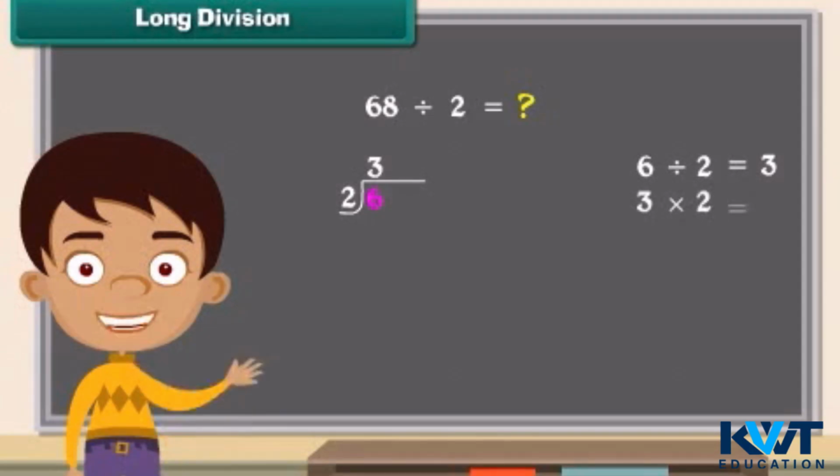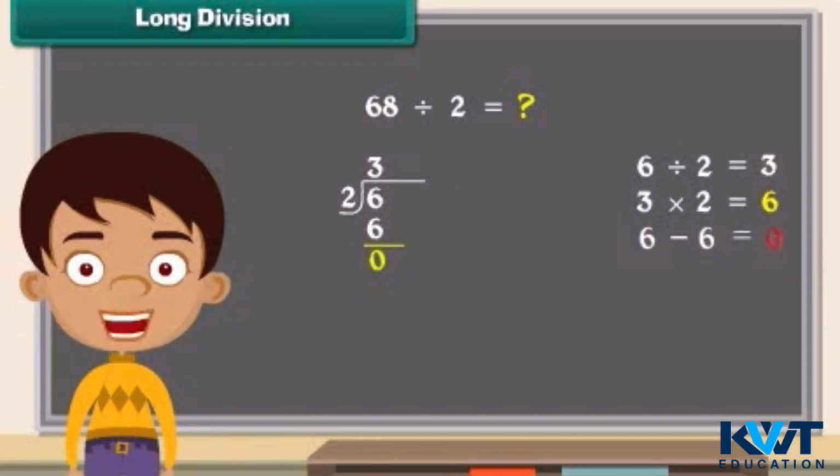Now multiply the 3 and 2 and put the answer right under the 6. Now we do subtraction. That is, 6 minus 6 is equal to 0. We carry down the second number. Now we will divide 8 by 2. 8 divided by 2 is 4. So we put that 4 right above the 8.